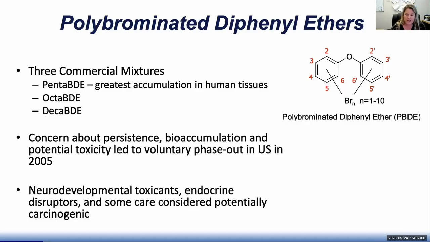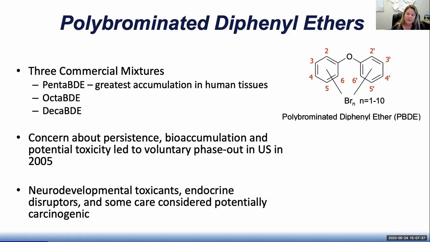A wide range of different chemicals are included in PBDEs, and they were historically sold under three technical commercial mixtures, commonly referred to as penta, octa, and deca BDE. The components in penta BDE in particular seem to accumulate to the highest levels, are most abundant in human tissues, and were commonly detected. But due to concerns about their persistence, their bioaccumulation potential, and toxicity, this led to a voluntary phase out in the US in 2005. These chemicals are now clearly established as neurodevelopmental toxicants, endocrine disruptors, and some are potentially considered carcinogenic.